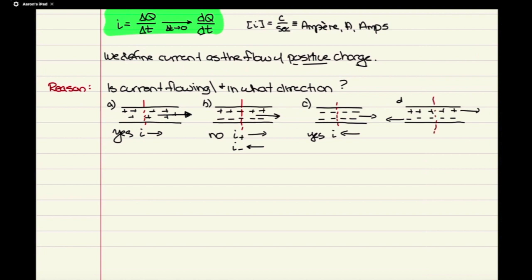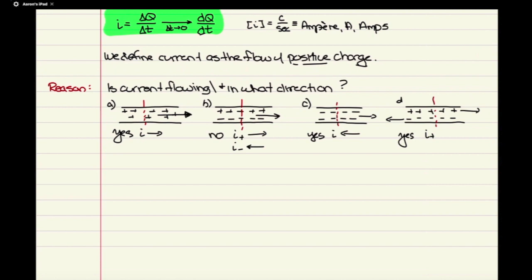Last case, suppose you have some sort of coaxial-like cable, and you have different kinds of charge flowing in different directions. You have positive charges moving to the right, you have negative charges moving to the left. Do you have a current? I would say the answer is yes, you do.